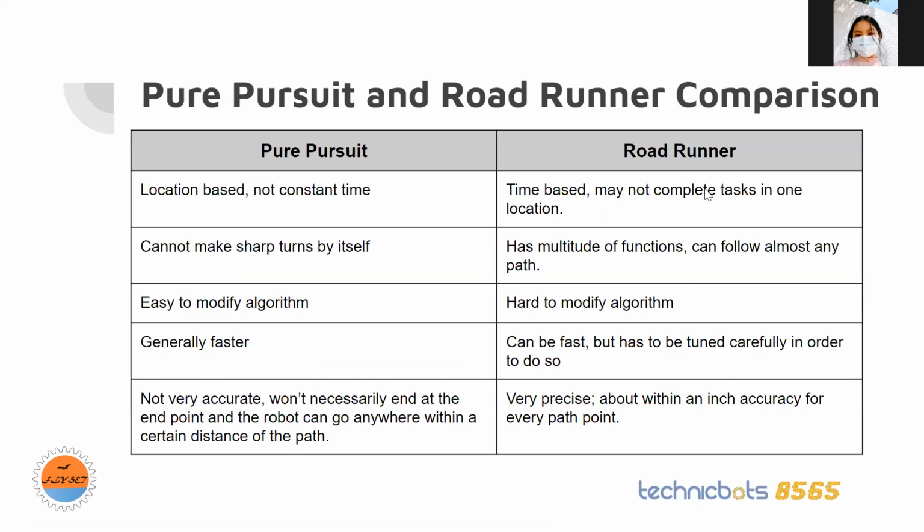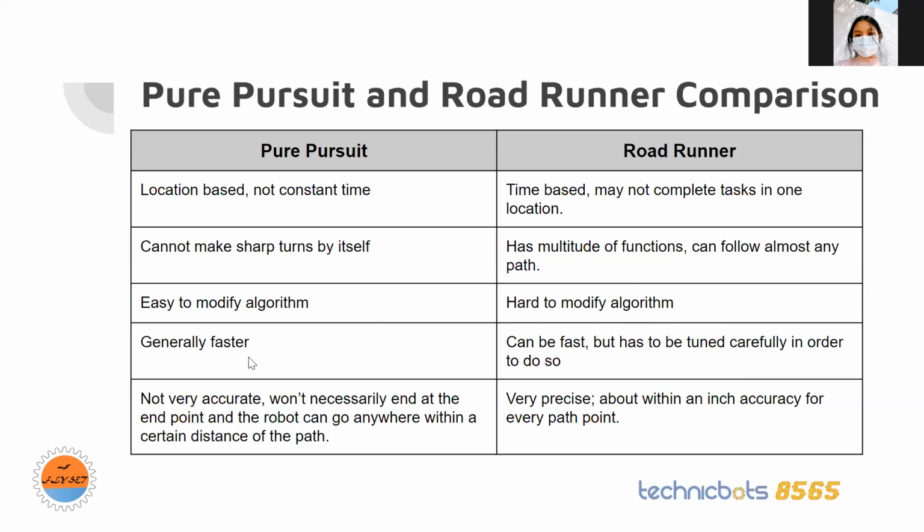All right, so let's compare pure pursuit and Roadrunner. Pure pursuit is location-based and it's not time-based. So if you let it stay in one place, it's going to keep doing the same action until it moves. But Roadrunner is time-based, and it only tries to correct for errors off its predicted position. In pure pursuit, it's really difficult to make sharp turns, but Roadrunner features turning capabilities. Pure pursuit's algorithm is easy to modify, but Roadrunner is in a packaged library, so it's hard to modify the algorithm. It's a lot more complex, and it's also written in Kotlin.